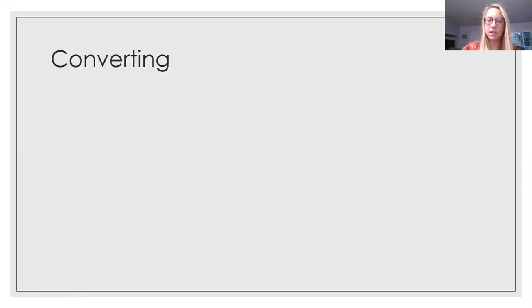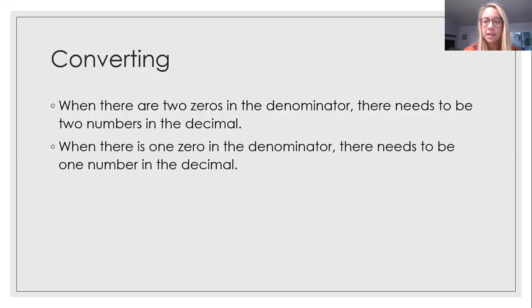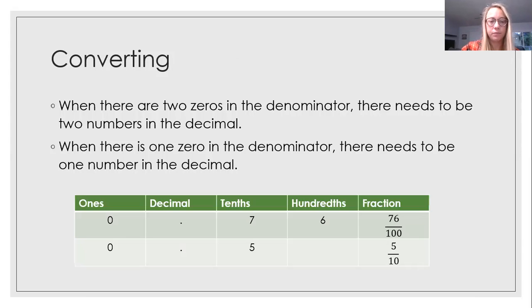Okay, so how do we convert it? There's a couple tips that I can give you. If there are 2 zeros in your denominator, that means there needs to be 2 numbers, 2 place values in your decimal. Similarly, if there is 1 zero in your denominator, there needs to be 1 number, 1 place value in your decimal.